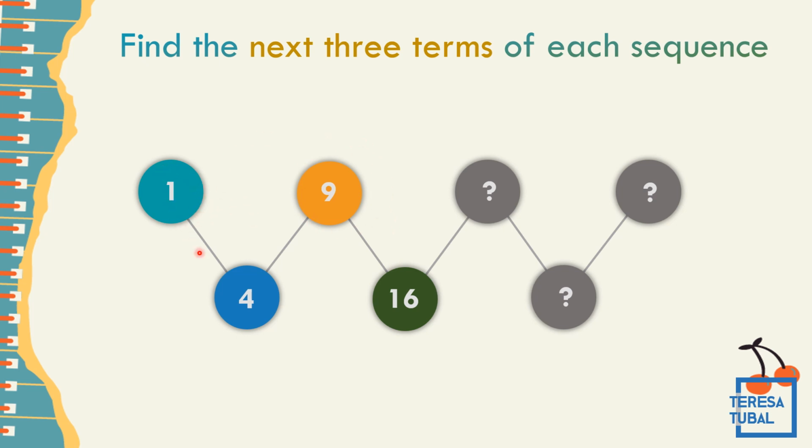So, ibig sabihin, this is square numbers. So, 1 square, so that is equal to 1. 2 square, that is 4. 3 square, that is 9. 4 square, that is 16. Ibig sabihin nun, next 3 terms, 5 square, 5 times 5, 25. 6 square, that is 6 times 6, 36. 7 square, that is 7 times 7, that is 49.